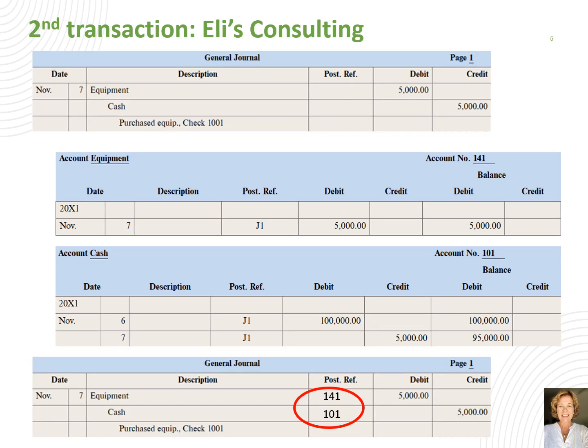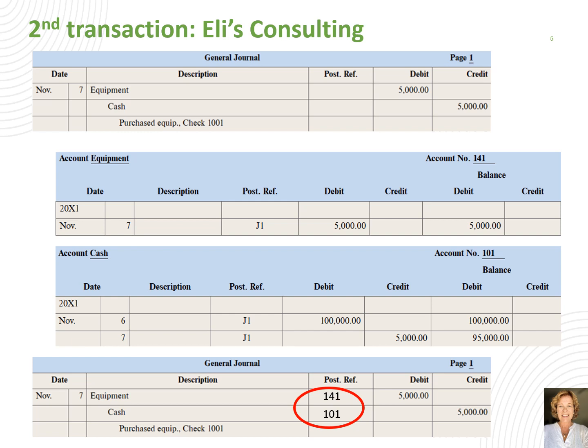Let's look at the second transaction for Eli's Consulting, where Eli's Consulting Services issued check 1001 for $5,000 to purchase a computer and other equipment. In the general journal entry, we recorded this business transaction by debiting equipment and crediting cash for $5,000. Our first step is to now pull the account equipment and write the date of the transaction into the date column and enter a description.